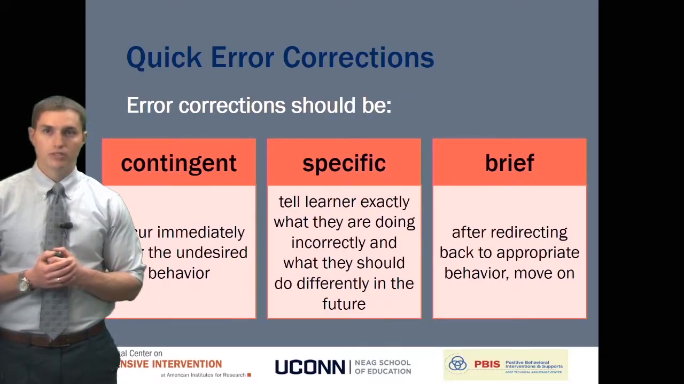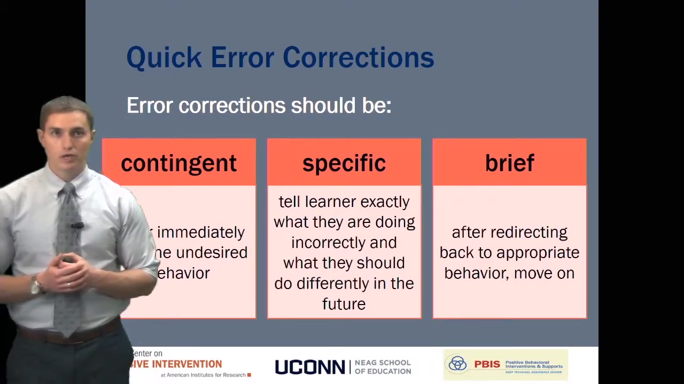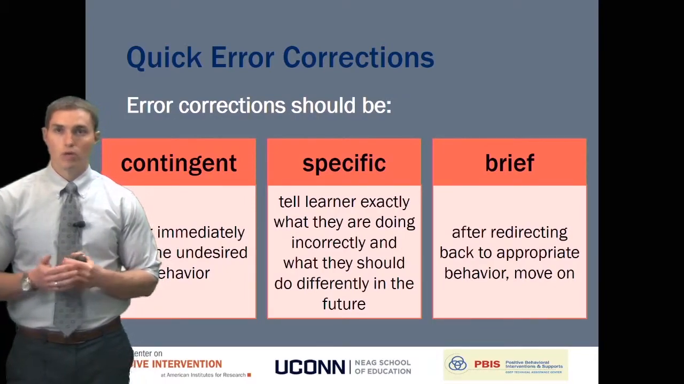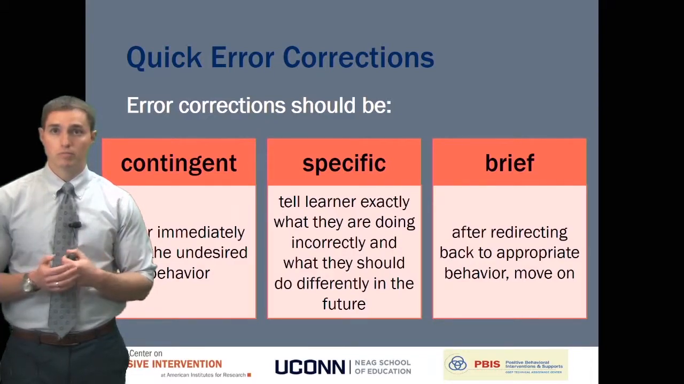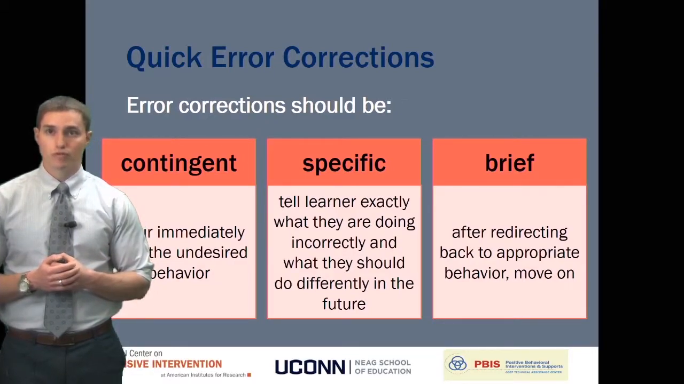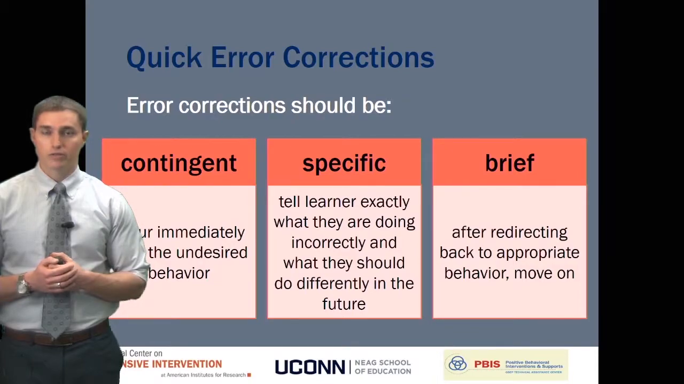And finally, and this is a critical element of this strategy, you should try to be brief. After redirecting the student back to the appropriate behavior, move on. Do not linger. Do not admire their inappropriate behavior for quite some time. Instead, just move on with your lesson and hopefully circle back to give them some specific contingent praise when you observe them exhibiting more appropriate behaviors.